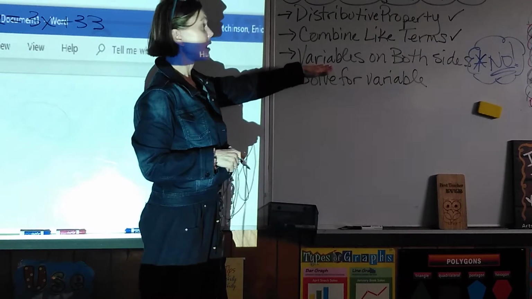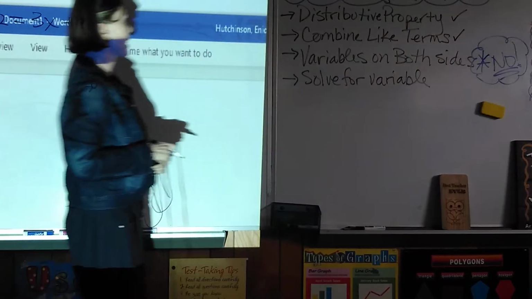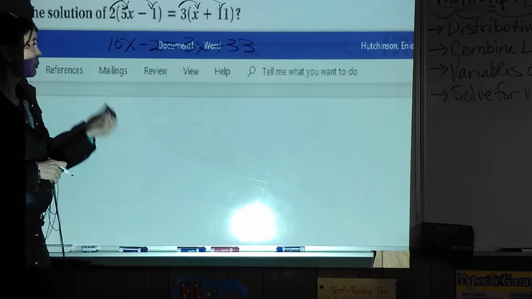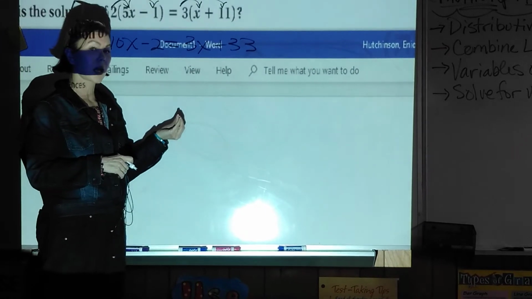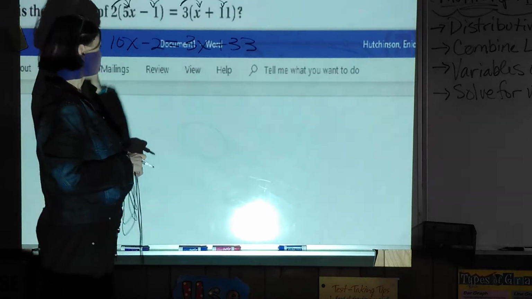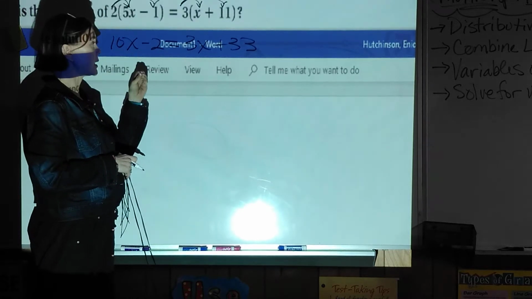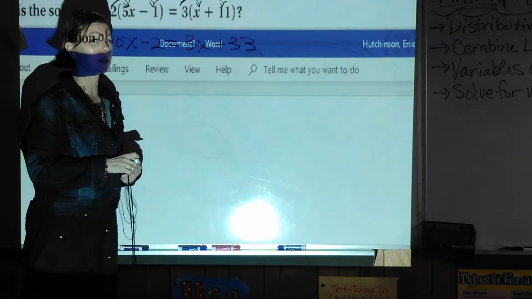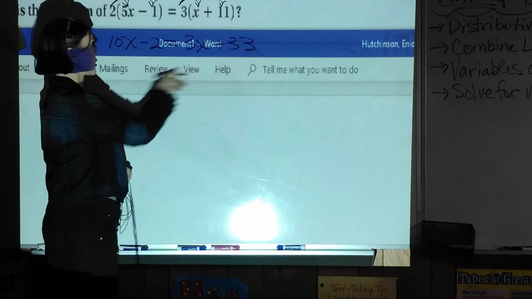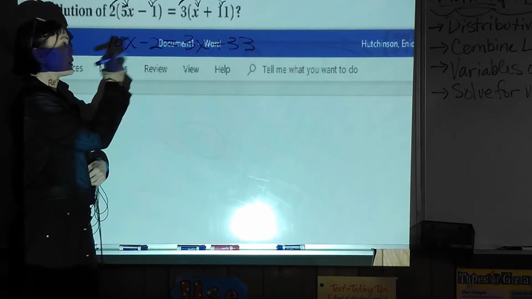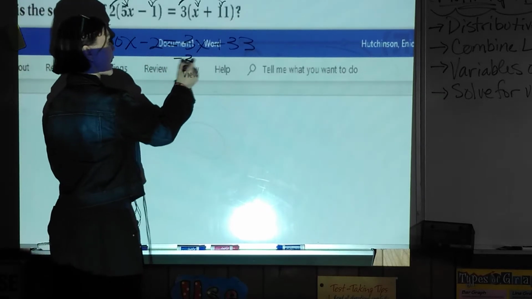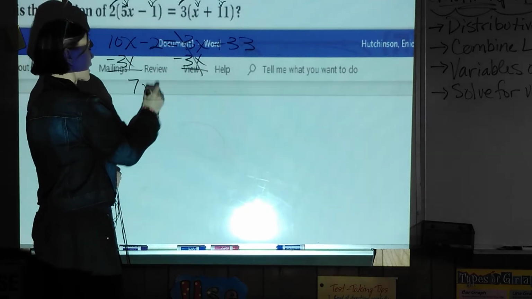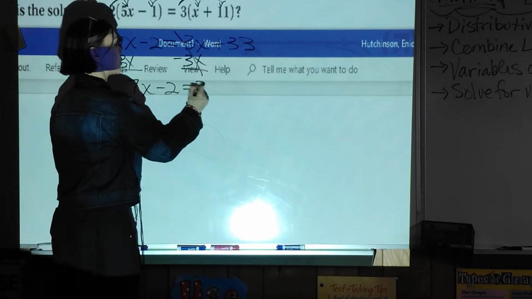Now we need to check for variables on both sides. Do we have variables on both sides here? Yes, we do. What is the important decision we need to make at this time? We need to move the variable to one side of the equal sign, but we also need to be smart about it and ask which one we're going to move so we can get a positive result. If I subtract 3x from 10x, that will give me a positive result. So I'm going to subtract 3x from both sides, and we have 7x minus 2 equals 33.